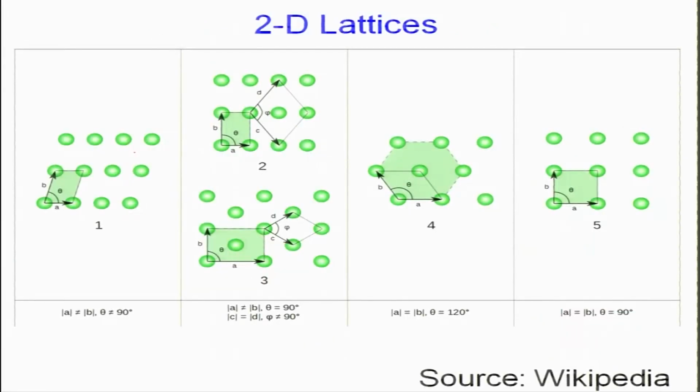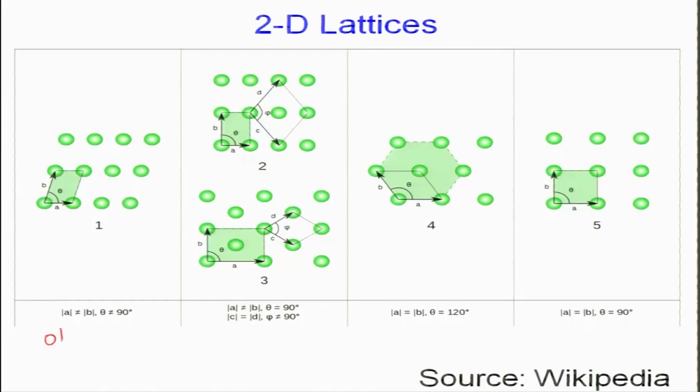So I think in one of the earlier classes I asked you to draw 2D lattices which are possible. So there are few possibilities. You can see the first one is A is not equal to B and theta is not equal to 90. Other two possibilities are A is not equal to B but theta is equal to 90, and the third one is centered lattice, okay. So A is not equal to B, theta is equal to 90 degrees, but you have an atom in the center. So this is a rectangular centered lattice.